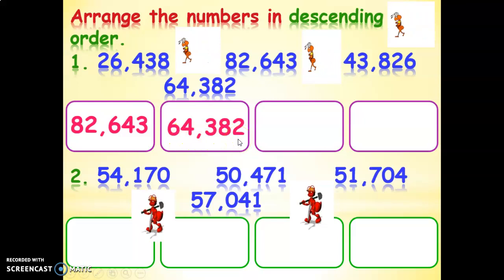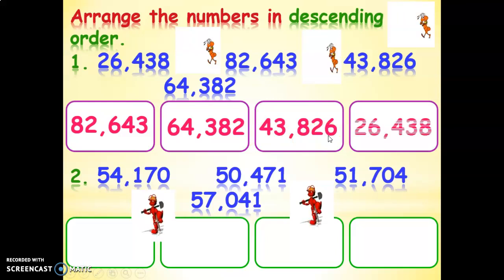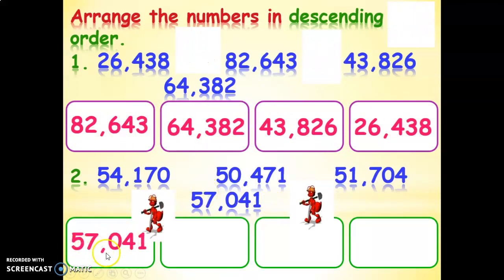This will be followed by 64,382. The next answer is 43,826. And the smallest number is 26,438. I hope that you got all of them right. Now for number 2, the greatest number is 57,041.